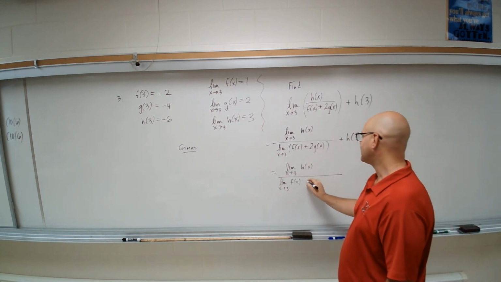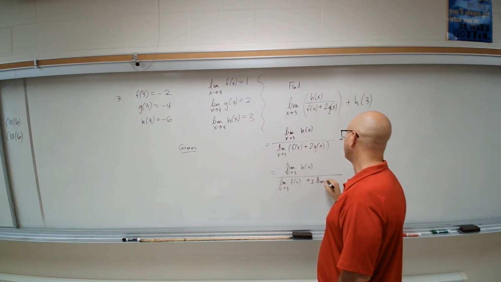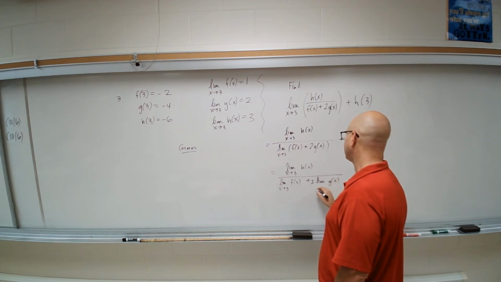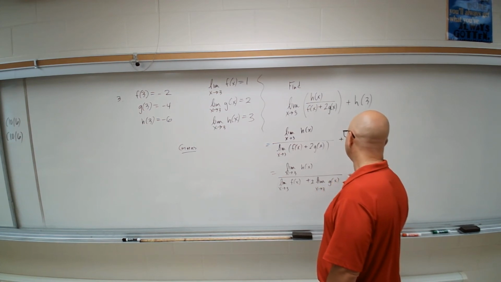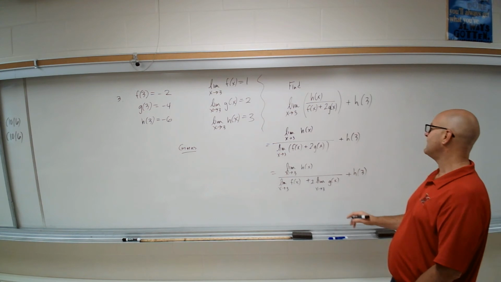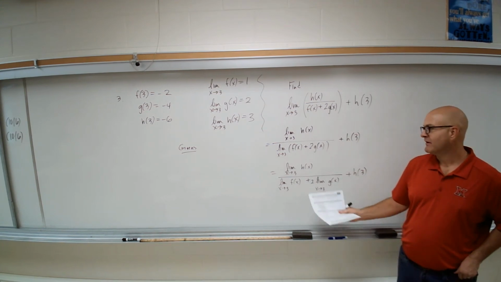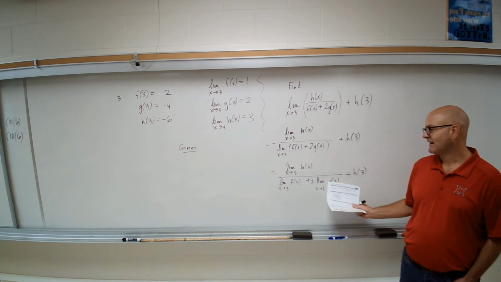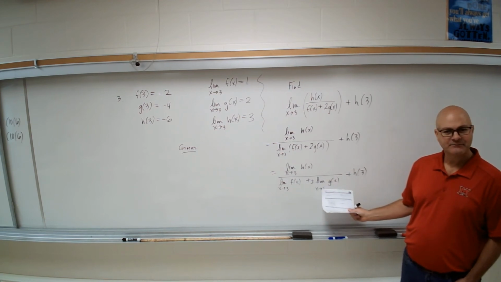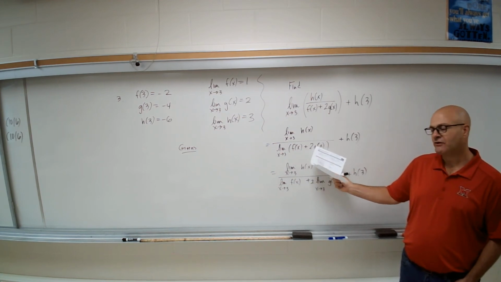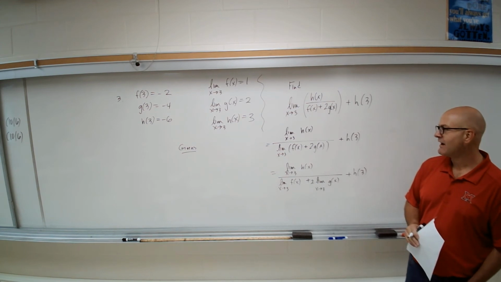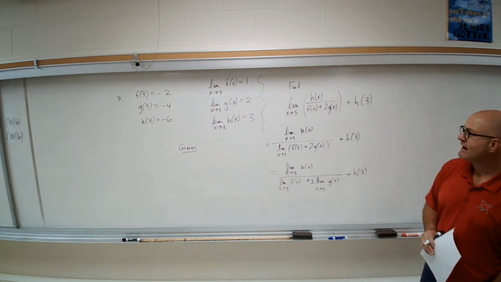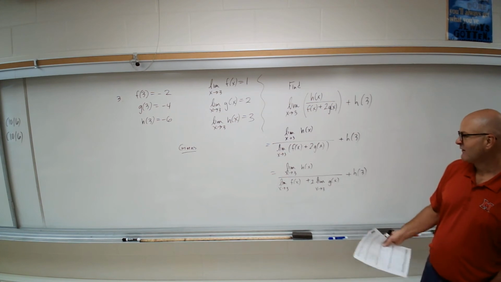So I'm going to say plus 2 times the limit of g of x as x approaches 3, plus h of 3. Again, I'm just using my properties. We had a sum of 2 functions. We can take the limit of each one independently, and then you get a constant multiple of 2, so you can pop that 2 outside. So now at this point, I should be able to substitute for everything, right?